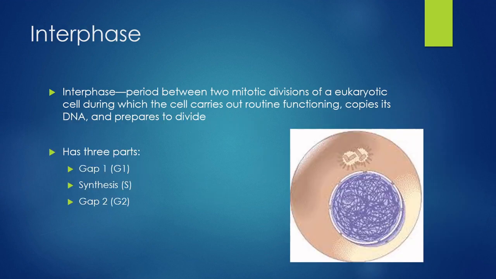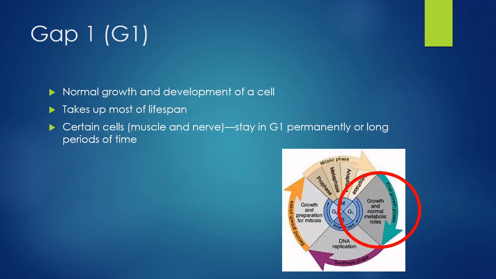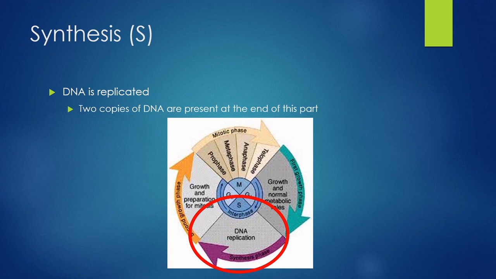There are three parts or sections of interphase. You have G1, S, and G2. In G1, you have your normal growth and development. This is what takes up most of the lifespan of the cell cycle. It's just existing. It's doing whatever it needs to do. S, this is where we talked about in Unit 4, the DNA replicating. S stands for synthesis, and if you remember, synthesis means to make. So we are making DNA.